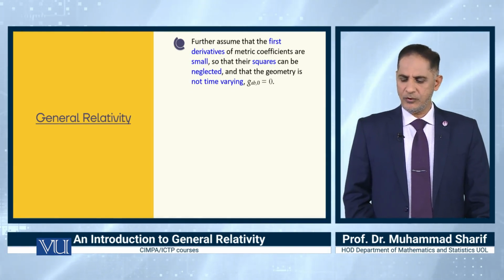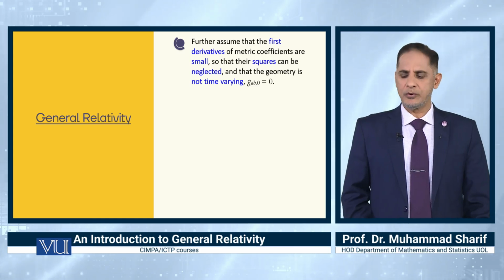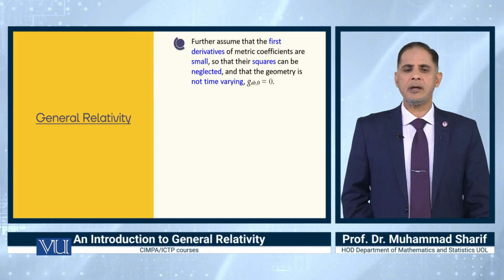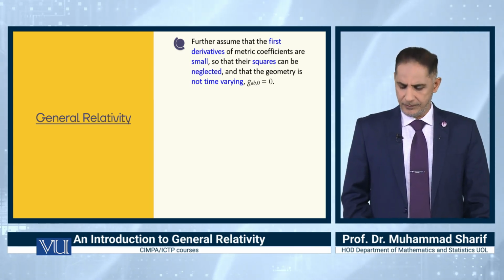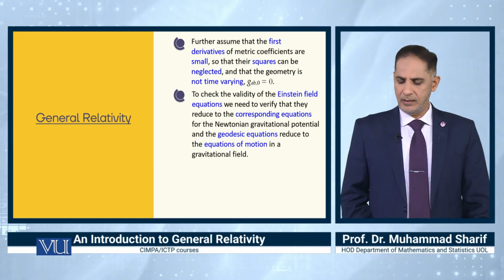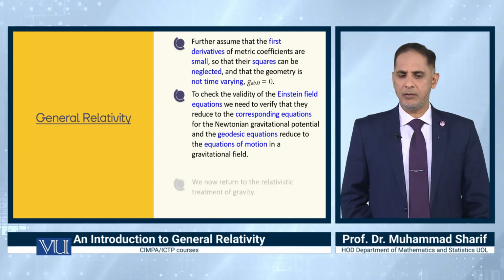Further, assume that the first derivatives of the metric coefficients are small, so that their squares can be neglected, and that the geometry is not time varying, that is, they are static spacetimes. So, to check the validity of the Einstein field equations, we need to verify that they reduce to the corresponding equations for the Newtonian gravitational potential, and the geodesic equations reduce to the equations of motion in a gravitational field.